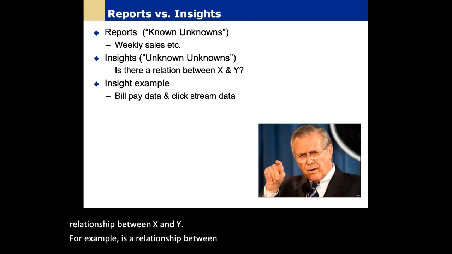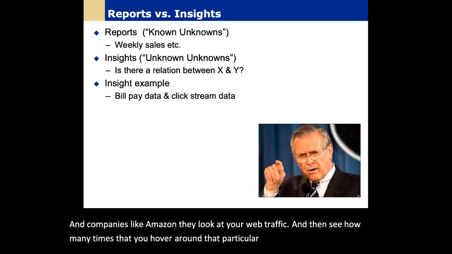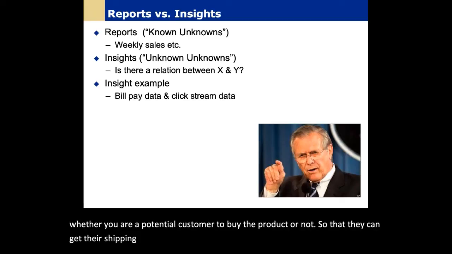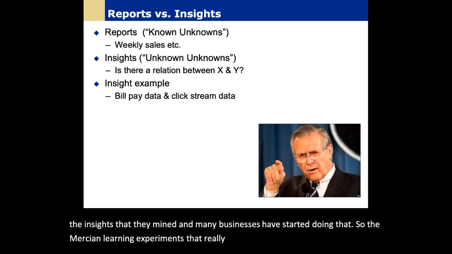Bill pay data and clickstream data. Companies like Amazon look at your web traffic and see how many times you hover around a particular product, and they predict whether you are a potential customer to buy that product or not, so that they can get the shipping started in advance, before you even click the purchase button. That's the insight they mine, and many businesses have started doing that. So the machine learning experiments really help to predict those behaviors.